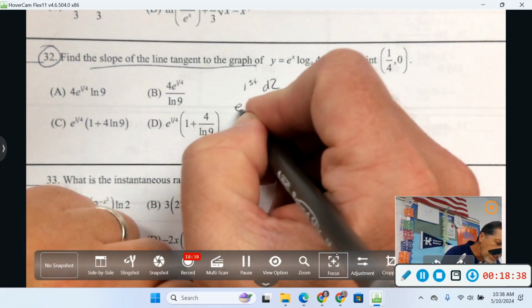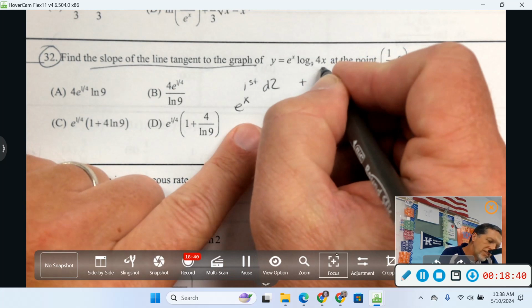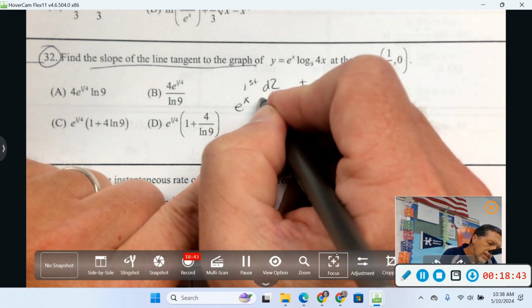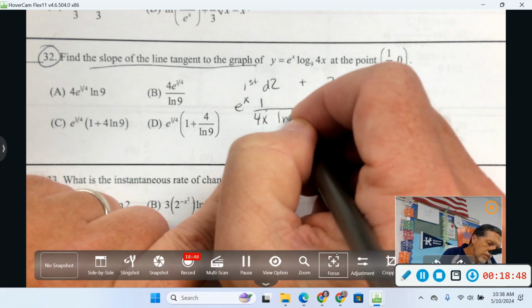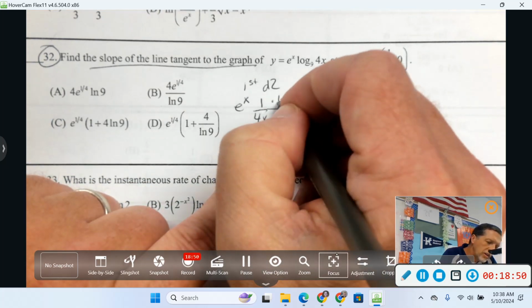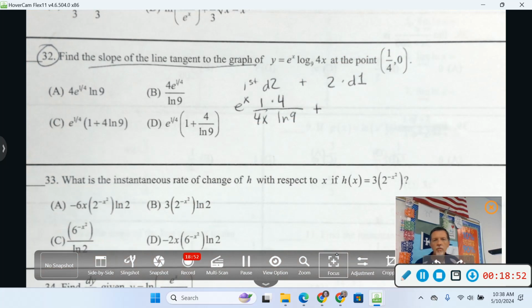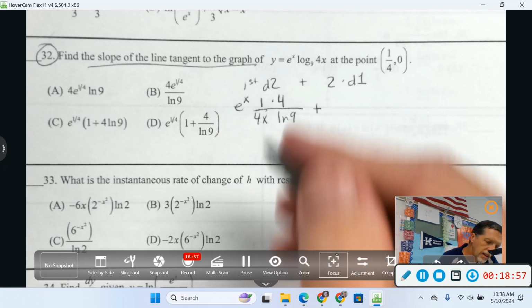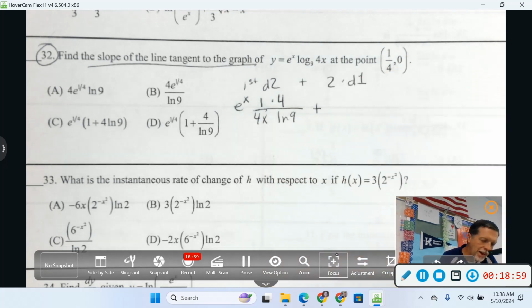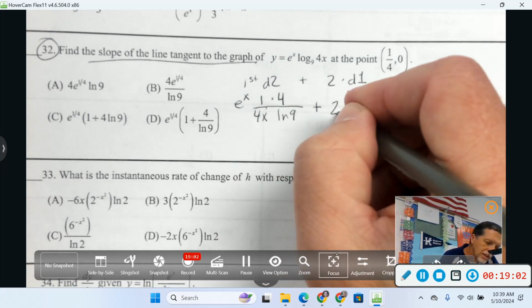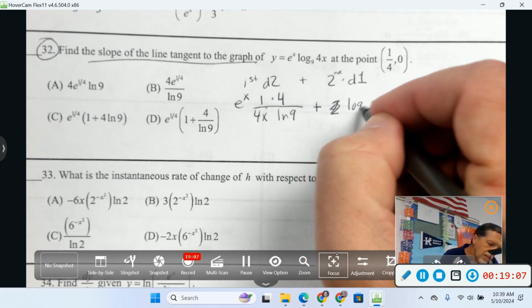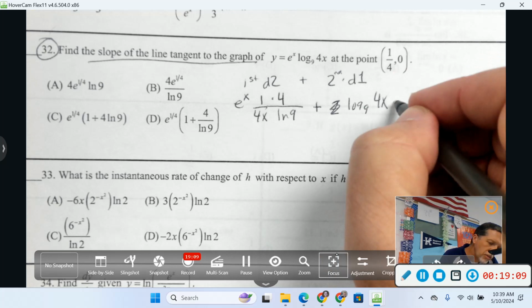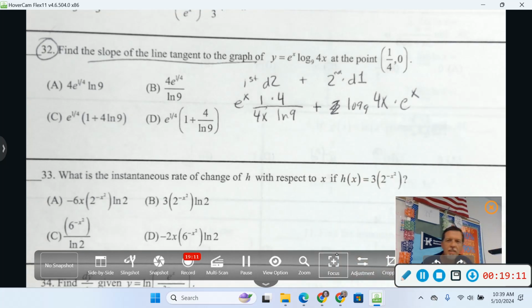So first is e to the x. Derivative of the second, let's see, 1 over 4x natural log 9 in the bottom, but then also times 4 from the chain rule. The 4's will cancel, so I could cancel them now or cancel them later, either one. Plus the second, log base 9 of 4x, times derivative of the first, which is just e to the x.